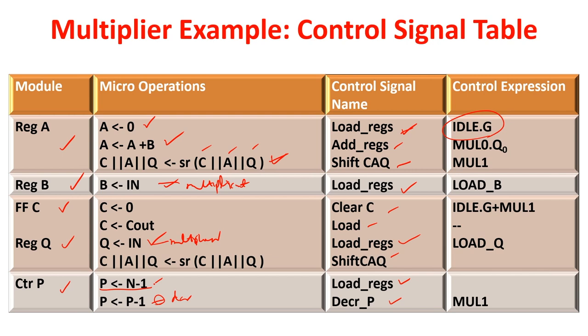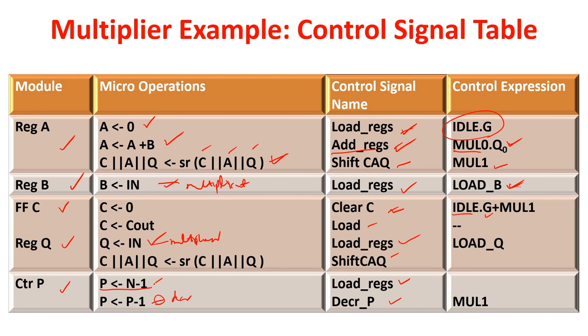So, when we are doing additions, if it is in state MUL0 and the Q0 bit, the current bit of the multiplier, is 1, then only we are doing additions. In MUL1 state, we are not checking anything, by default we are shifting. Okay, this is load B, so this is the initial thing, and this is clear. When you are clearing, whenever you are in idle, the go signal is activated.